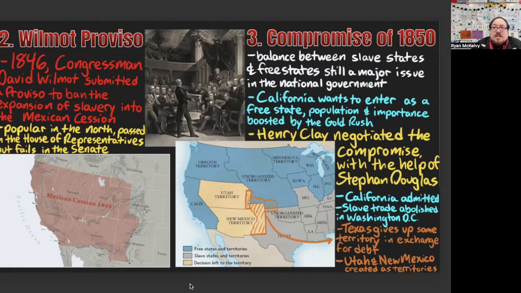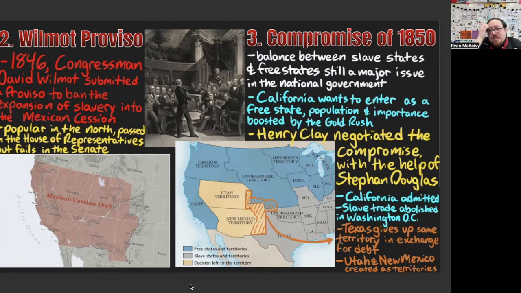And then our next one, the Compromise of 1850. I mentioned this at the end of the last chapter, where we were talking about California becoming a state. This is one of the last things done by Henry Clay, the great compromiser.